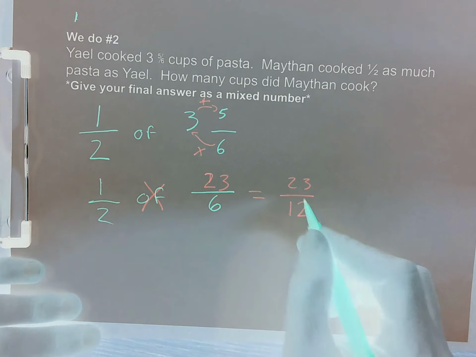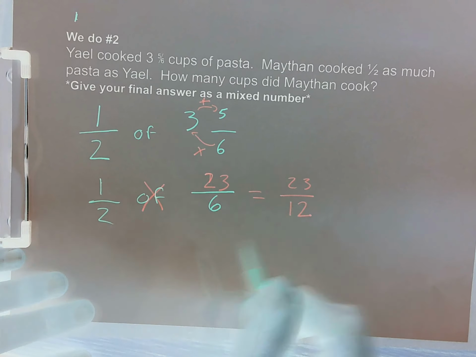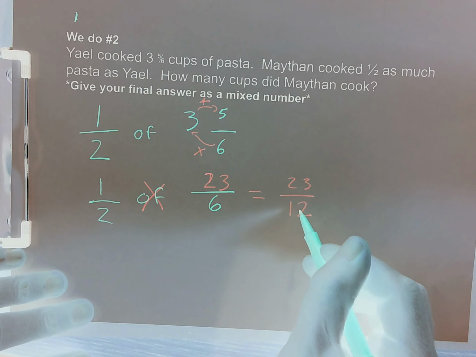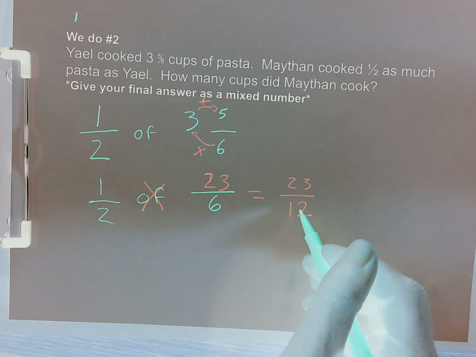So now we need to convert 23/12 into a mixed number. We're going to divide 23 by 12. Our answer will be our whole number, and our remainder will be our numerator. Our denominator will always stay the same.